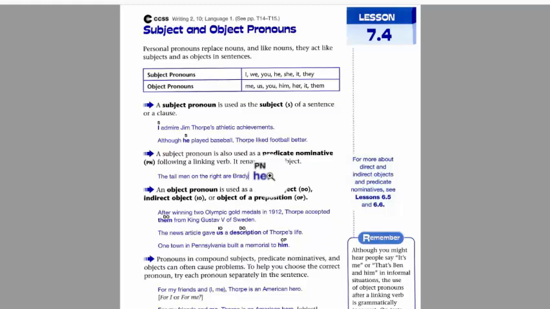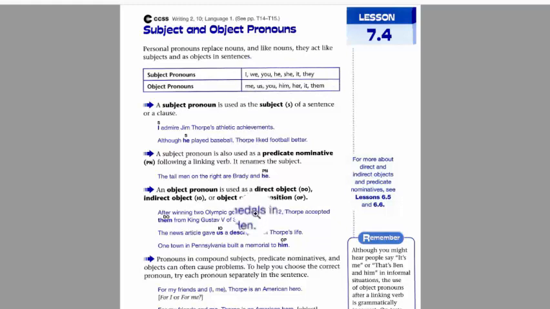It's not me. The best one in the class is we. It's not us. It's he, not him. So always when you have a predicate nominative, which means a pronoun that follows a linking verb, you should select or choose the subject pronoun.